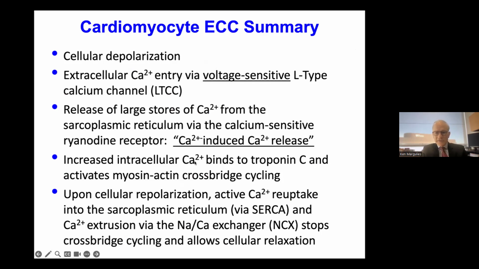The increased intracellular calcium binds to troponin C and activates myosin-actin cross-bridge cycling. And upon cellular repolarization, active calcium reuptake via an active transport process and the molecule sarcoplasmic reticulum calcium ATPase, SERCA, takes back most of the released calcium back into the intracellular stores, and calcium extrusion via the sodium-calcium exchanger is generally balancing the amount of calcium that came into the cell via the L-type calcium channel.